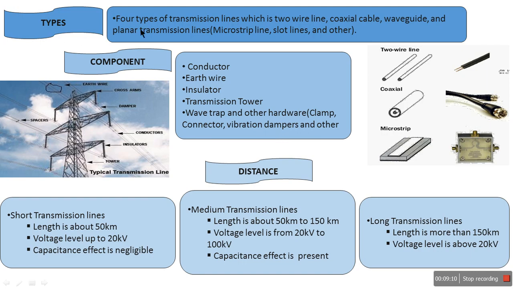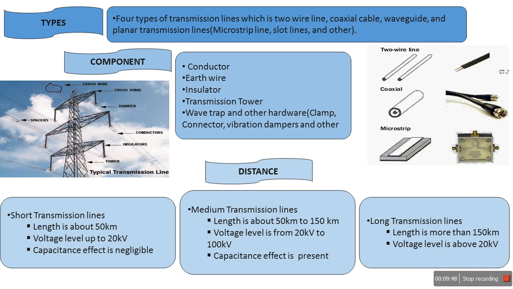Okay, there are four types of transmission line, which are two-wire line, coaxial cable, waveguide, and planar transmission line. This is the diagram of the types: the two-wire line, coaxial, and microstrip. Microstrip is referred to as a planar transmission line. The components of the transmission line are conductor, earth wire, insulator, transmission tower, and wave trap.